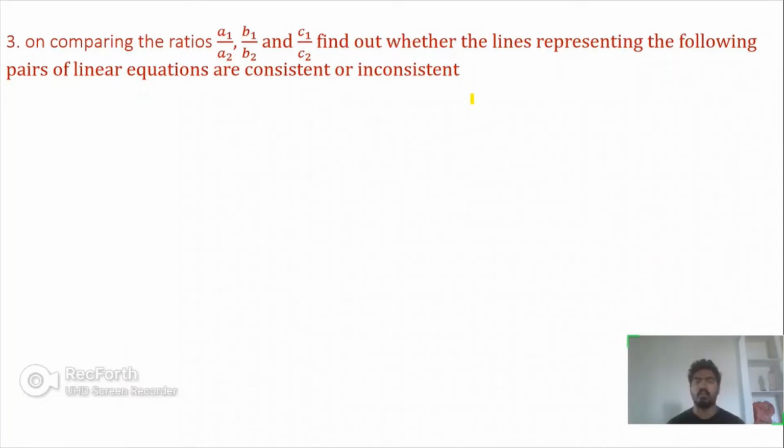So after comparing, we want to find a1 by a2, b1 by b2 and c1 by c2 values. Then we want to check whether the given pair of linear equations are consistent or inconsistent. Okay. So first problem. The given pair of linear equations are 3x plus 2y is equal to 5 and 2x minus 3y is equal to 7.